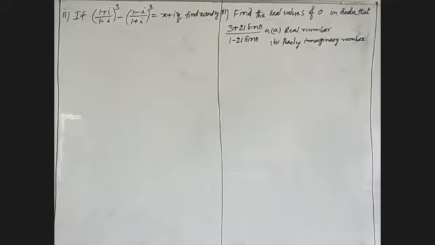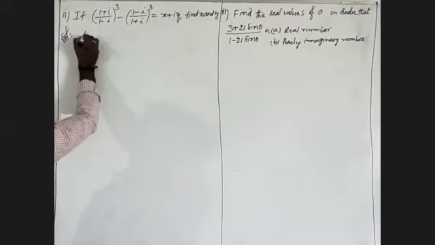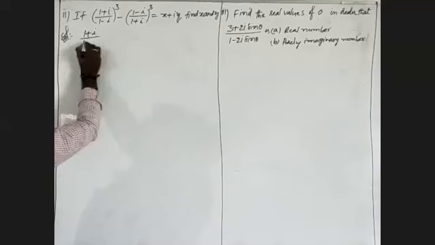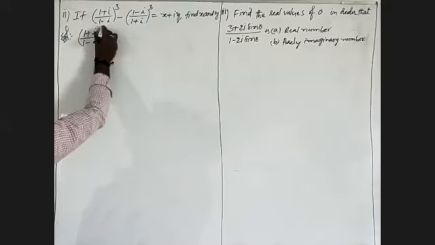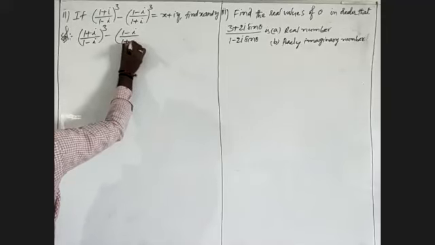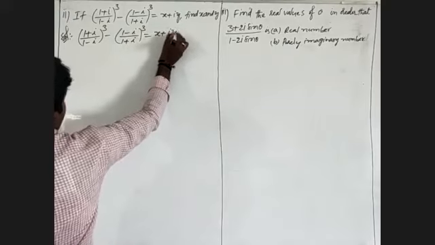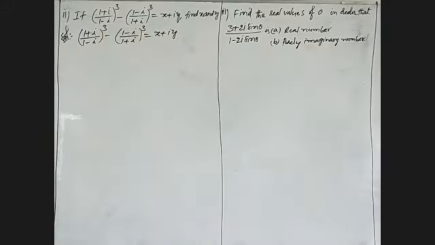(1+i)/(1-i) whole cube minus (1-i)/(1+i) whole cube is equal to x plus iy. Find x and y. Okay, what is the given complex number? That is ((1+i)/(1-i))^3 minus ((1-i)/(1+i))^3 must be equal to x plus iy.